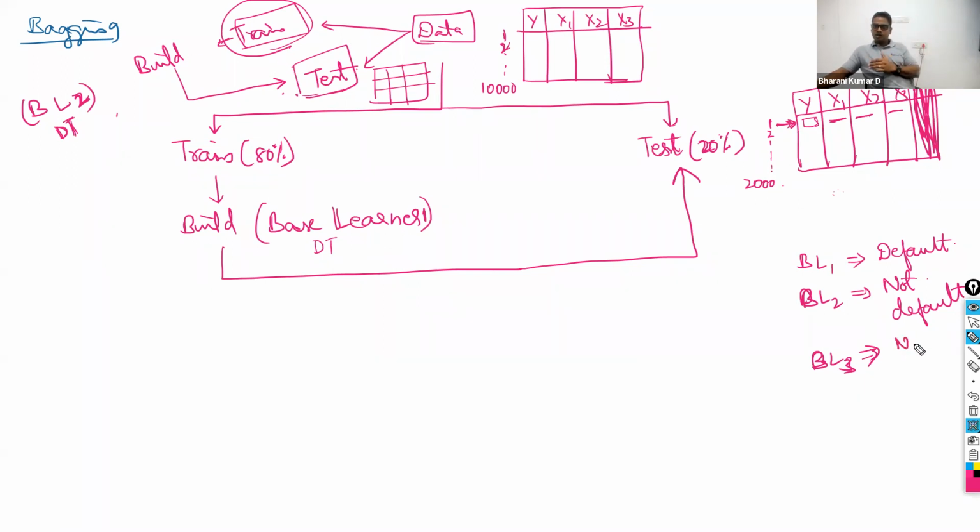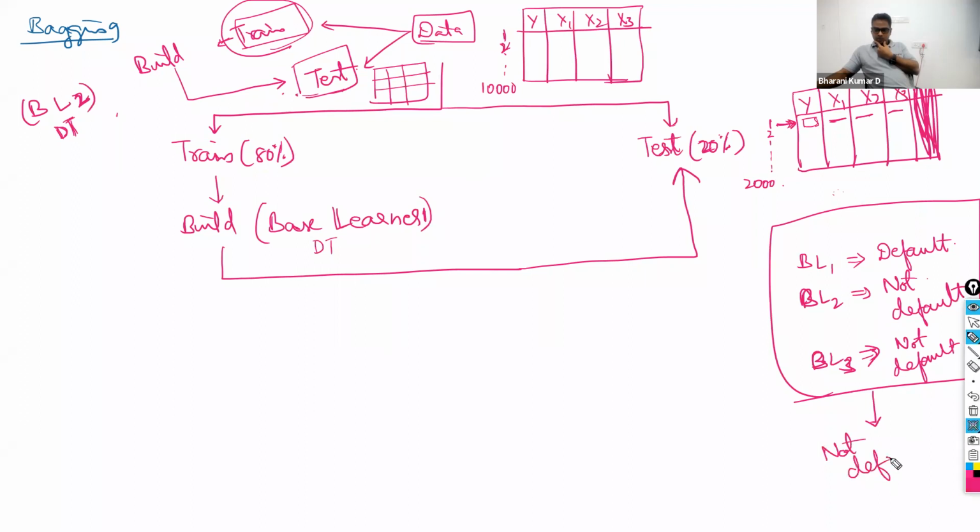Say base learner 3 says that person will not default. Now you combine the results. How do I combine the results? What will be the final output for this? Not default, majority voting. Hard voting happens, majority voting, right? You vote the majority. So the final output will be person will not default.